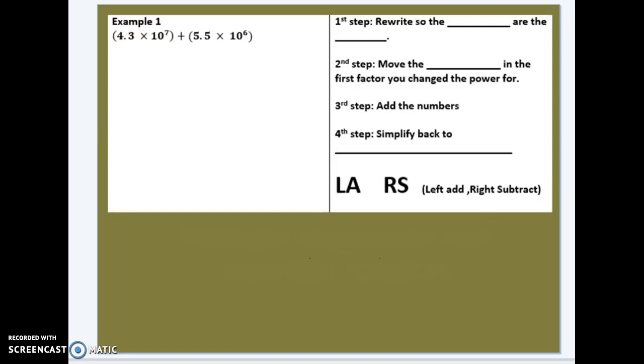The remembering of LARS is going to come in real handy with today's lesson. One thing I really want you to make sure that you remember is LARS: Left, you add; right, you subtract. I'll show you why that is so important in this lesson. But we're going to start off with this first example.